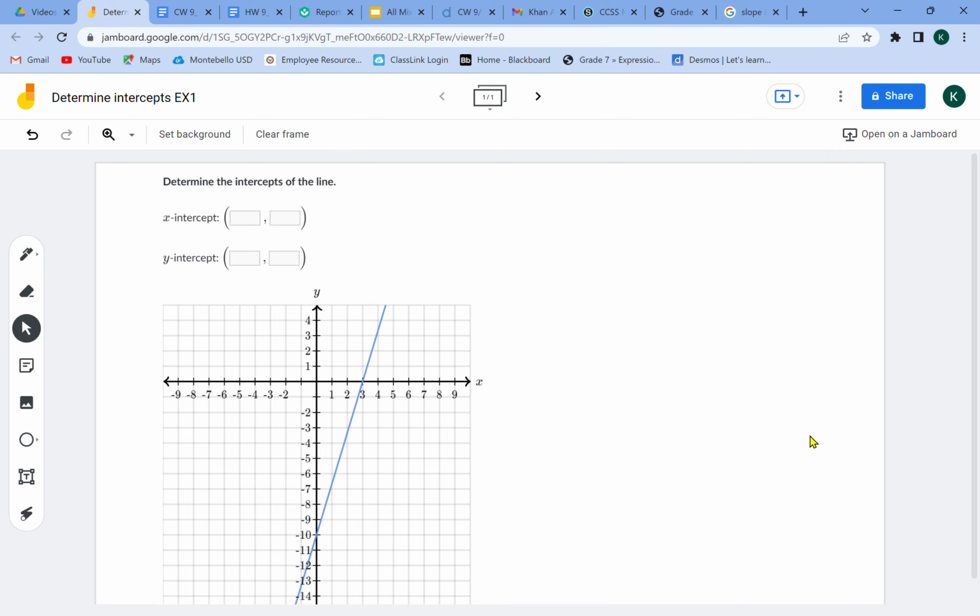All right. So this is an example of how you're going to find the intercepts of a line. When they're talking about intercepts, they're talking about the x-intercept and the y-intercept. One thing you have to notice is that when you're finding the x-intercept, you have to know that y is always equal to 0. And what you have to do is find out the x value.